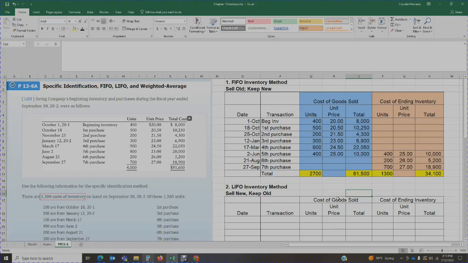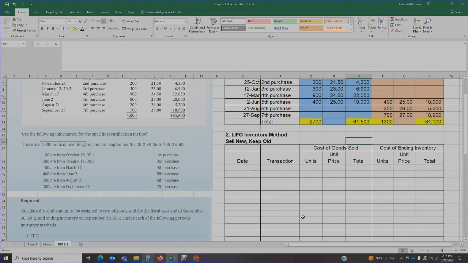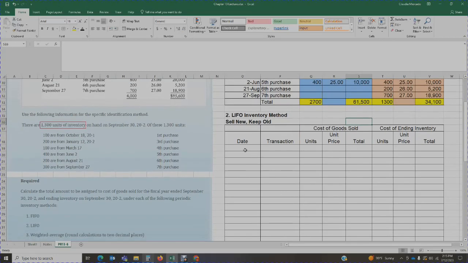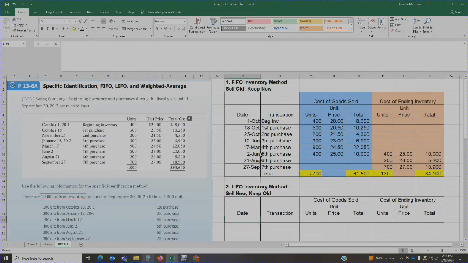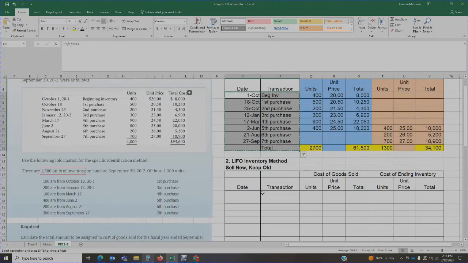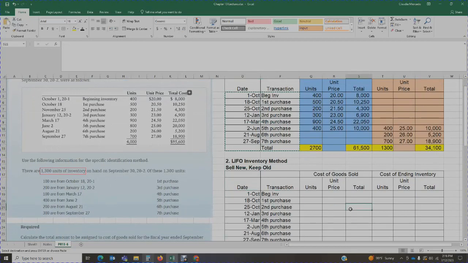The next one we have is LIFO. Last ones in are the first ones out. So here we're going to sell the new inventory and we're going to keep the old inventory, which is the opposite. Okay. So I'm going to copy basically this information. That way it's easier. I'm using a computer. I'm not going to retype. There we go. All I did is copy and paste down the dates and the transaction. Okay. Now we can begin analyzing.